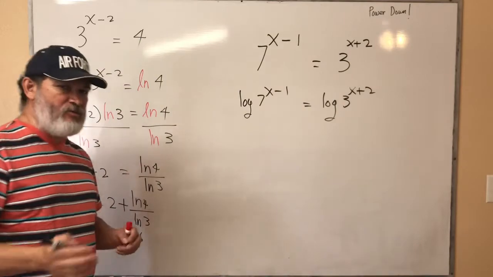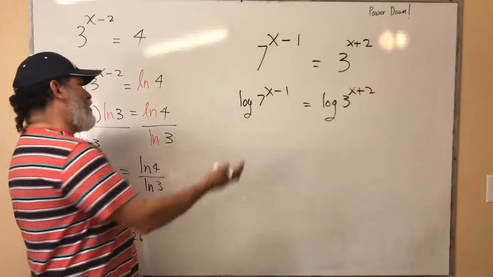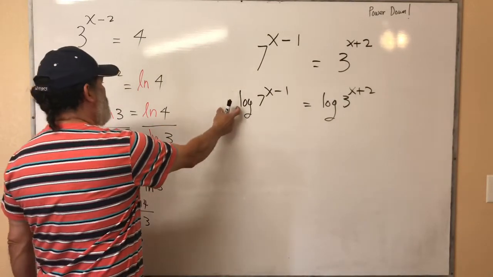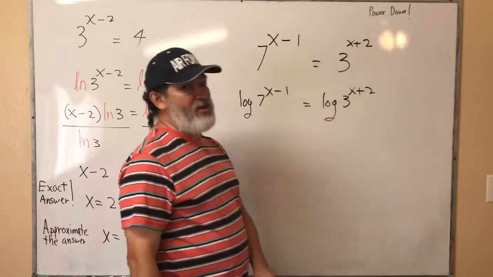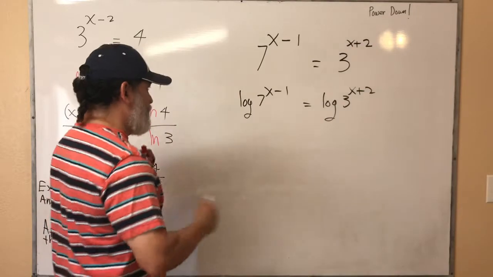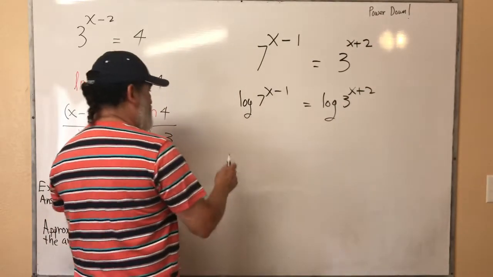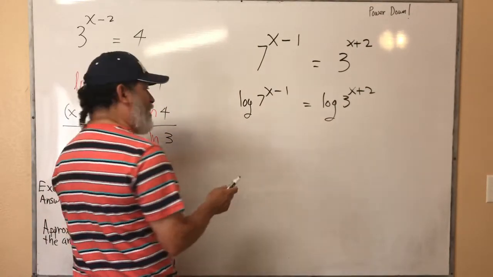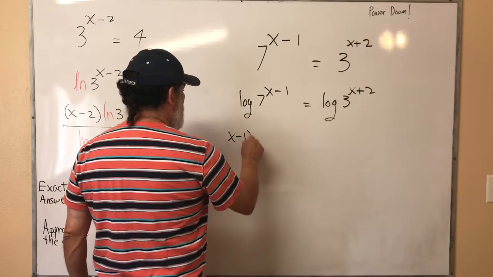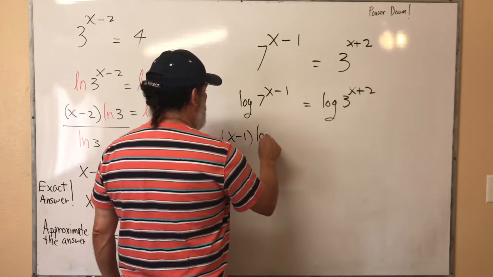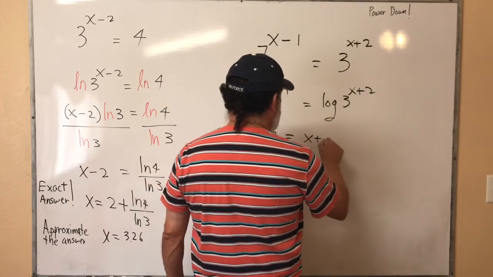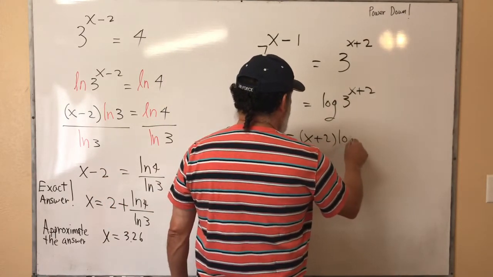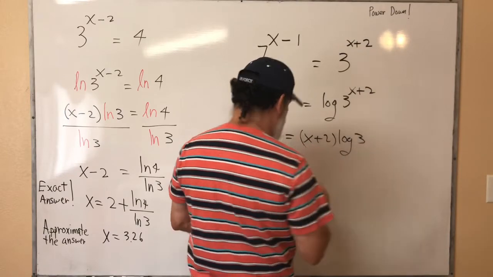And now by that rule that I wrote earlier, power down, it becomes a coefficient. By that rule. Because as a binomial, you better write it within parentheses when you bring it down. So (x minus 1) times log base 10 of 7 equals (x plus 2) times log base 10 of 3.